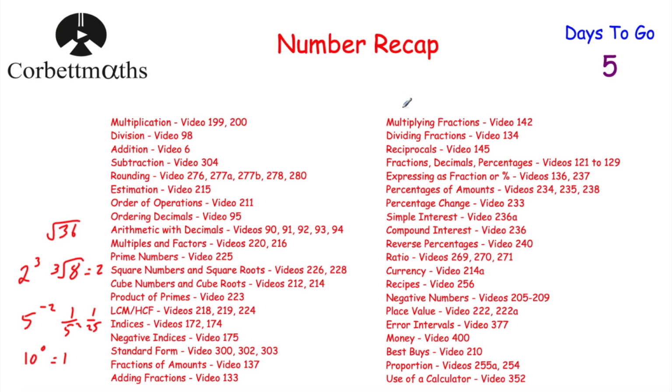Multiplying fractions, you just multiply the numerators and multiply the denominators, and again if you've got mixed numbers, make them top heavy and then just multiply the numerators and multiply the denominators, and if you've got a top heavy fraction at the end, turn it back into a mixed number.